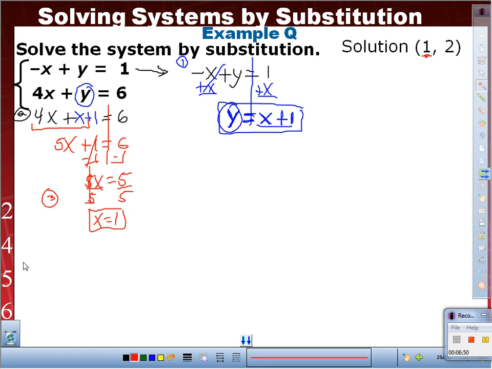Okay, here we go. Writing utensils down, look up to the screen. I'm going to go to step 4. Pay attention, please.